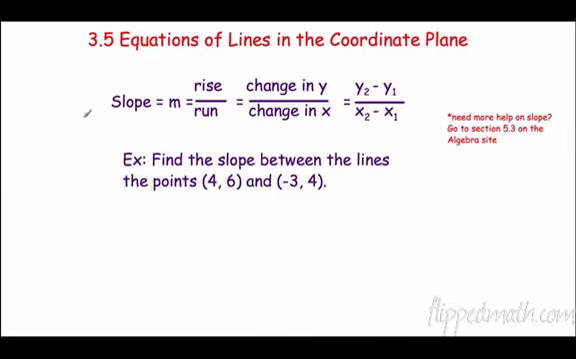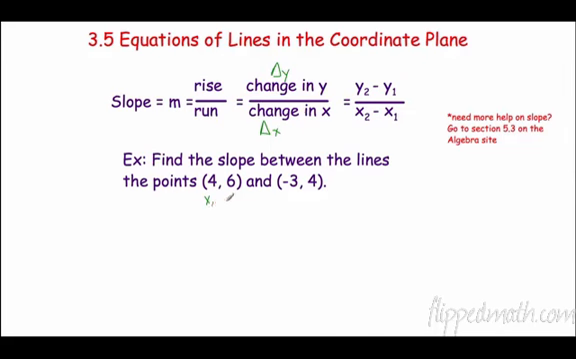So first of all, we have slope. And if you remember, slope is denoted with an M. It's also called rise over run, or the change in y and the change in x. And remember, sometimes we denote that with a triangle, the delta: delta y over delta x, or y2 minus y1 over x2 minus x1. So let's find the slope here.